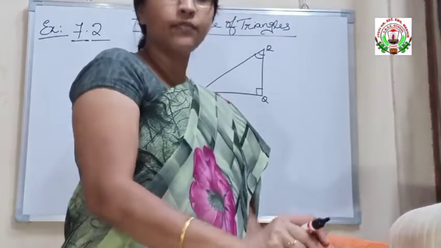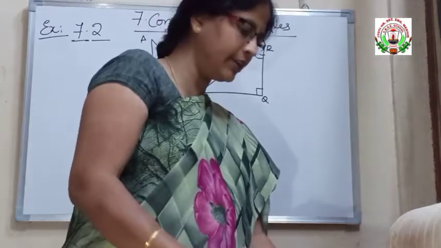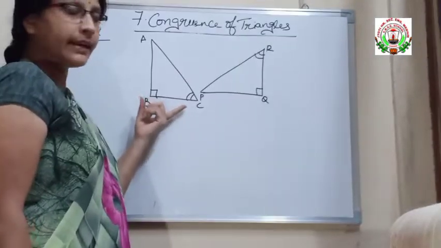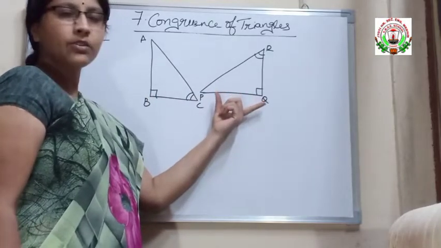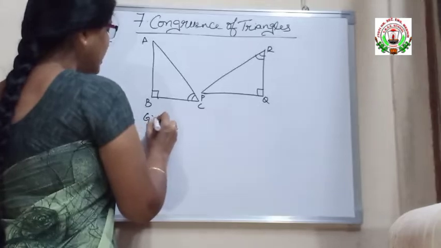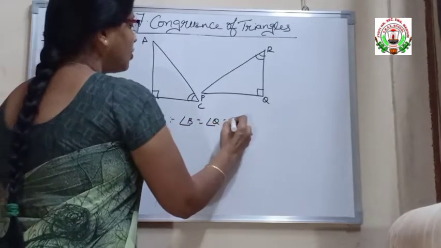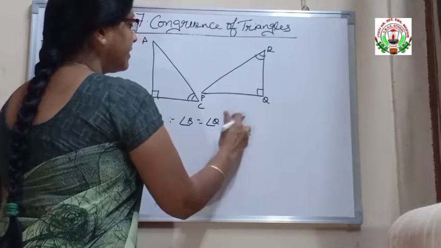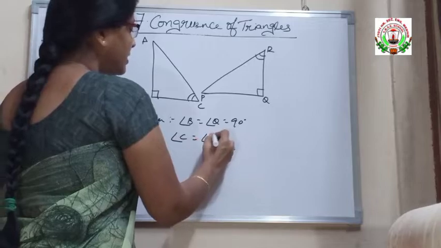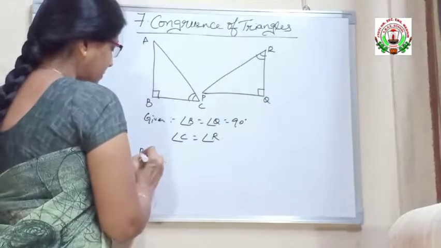They are asking on which basis you can say that these two triangles are congruent to each other. You can see that ABC is a right angle triangle, PQR is also a right angle triangle. Let us write what is given. Given angle B is equal to angle Q is equal to 90 degrees. Next, angle C is equal to angle R. You can see by RHS property.